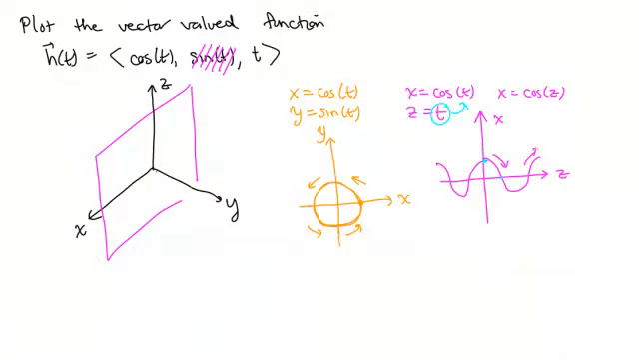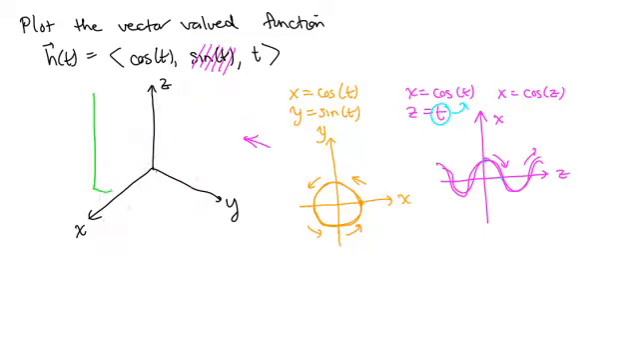So what does that tell me? That tells me that if I was looking straight down the z-axis, I would expect to see the particle weaving its way up the z-axis in some kind of cosine fashion, because I'm going to see a cosine curve that's working its way up the z-axis.